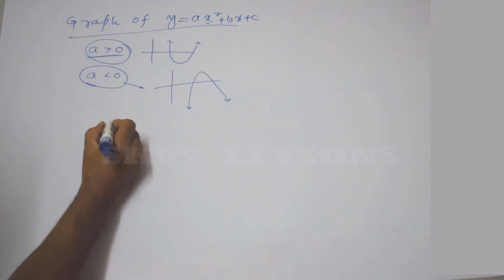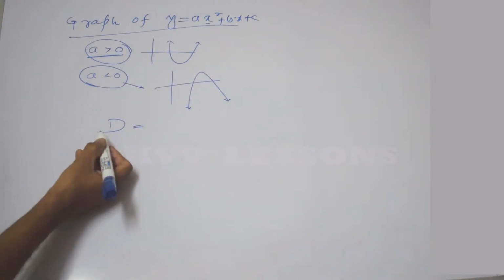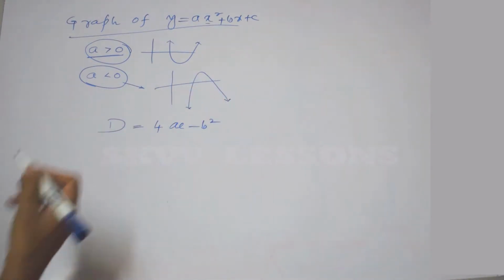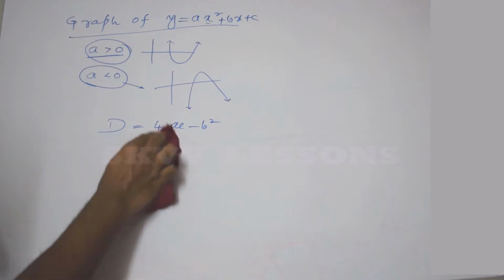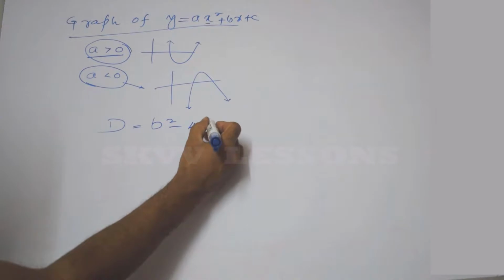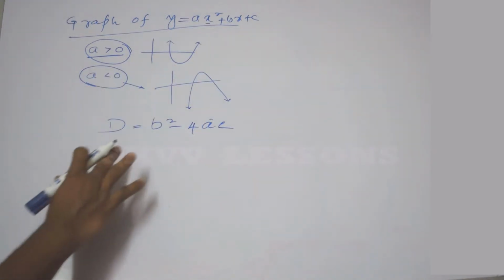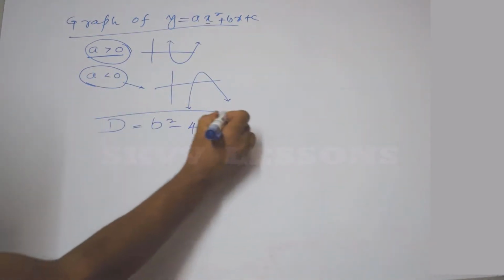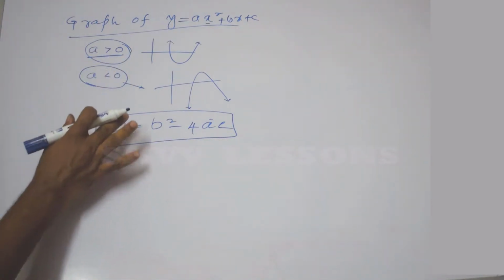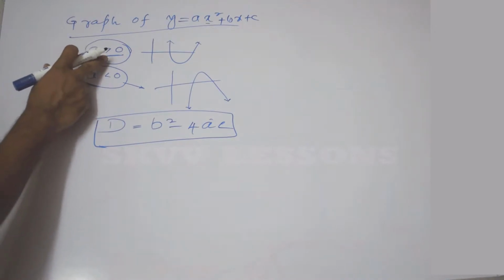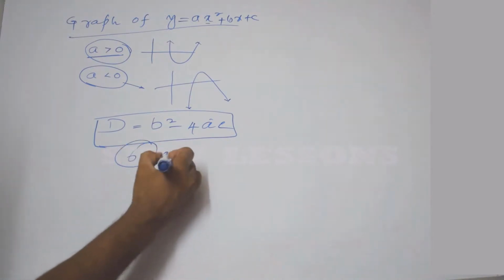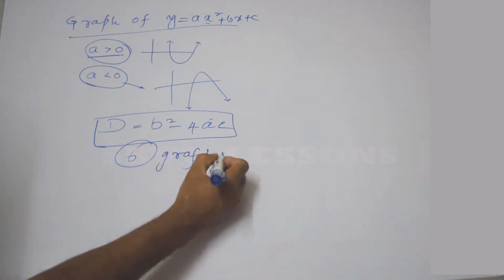So what is the discriminant? Generally we denote it by D. D is equal to 4ac minus b square. Sorry, it's not 4ac minus b square. Actually it is b square minus 4ac. So D equals b square minus 4ac. Depending on the value of the discriminant, we are going to draw the three different possibilities of the graph whenever a is positive and a is negative. So totally we have six different types of graphs.